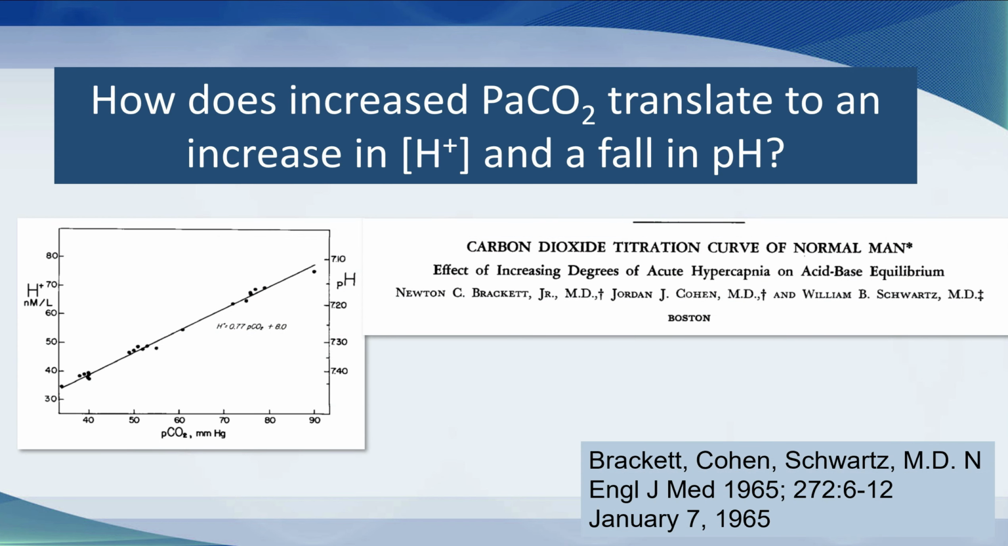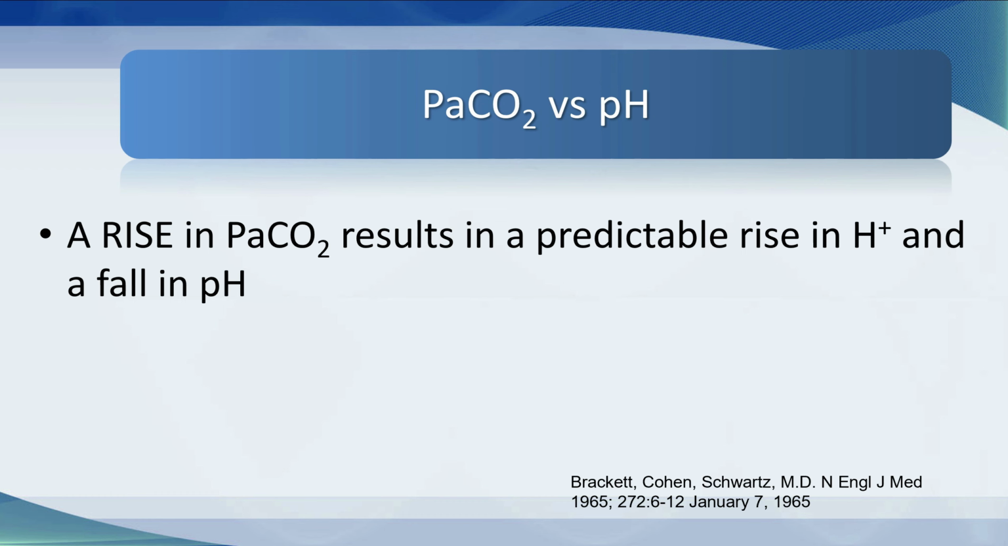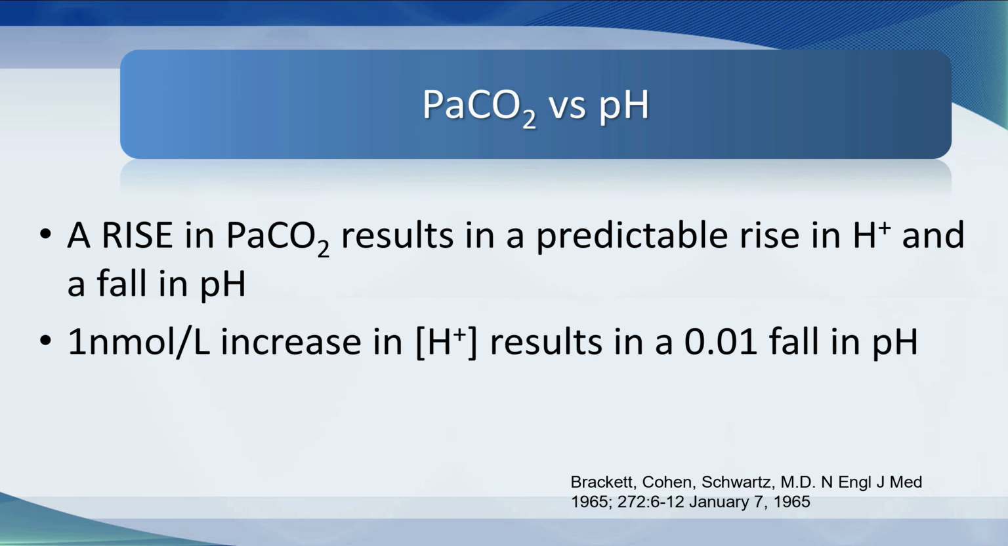How does that increased partial pressure of CO2 in arterial blood translate to an increase in the hydrogen ion activity and fall in the pH? Well, Brackett and Schwartz and colleagues back in the 1960s were able to map a direct correlation between the increase in the hydrogen ion activity and the partial pressure of CO2. And that makes this mathematically very easy to demonstrate, because a rise in the PaCO2 results in a very predictable rise in the hydrogen ion activity and a fall in the pH. And as you recall, a 1 nanomole per litre or 1 nano equivalent per litre increase in the hydrogen ion activity results in a 0.01 fall in the pH.